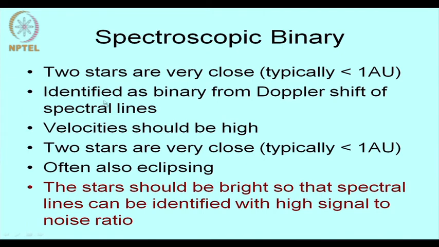Now, very often spectroscopic binaries are also eclipsing, because the two stars are very close together. So, this is what a spectroscopic binary is. They are typically stars which are very close together, very bright, so that you can make out spectral lines.